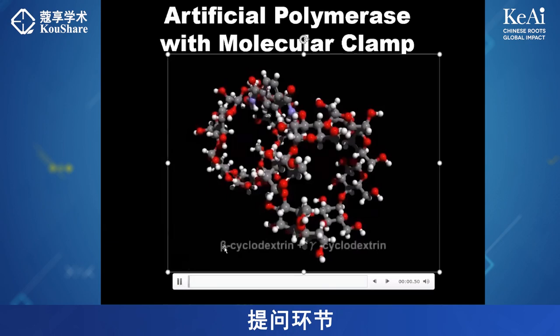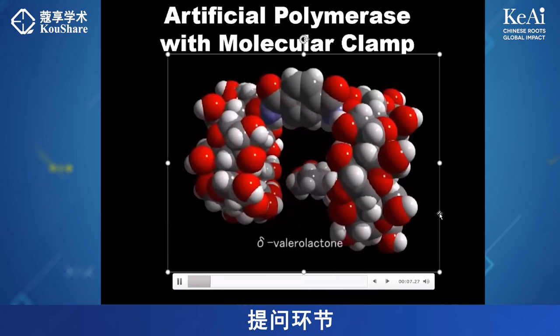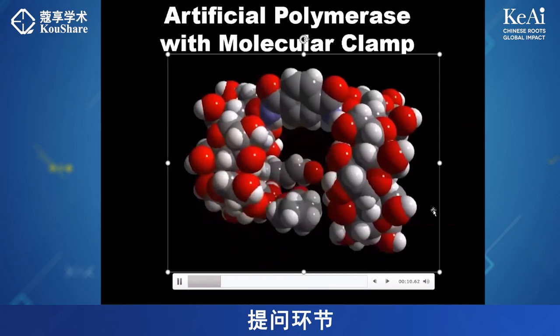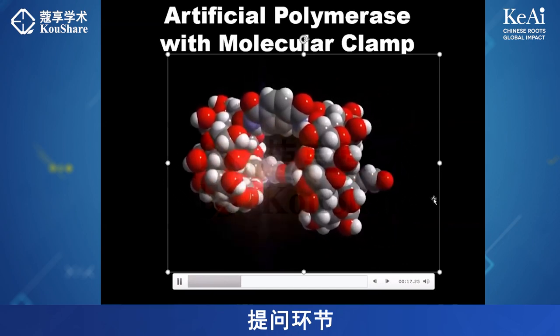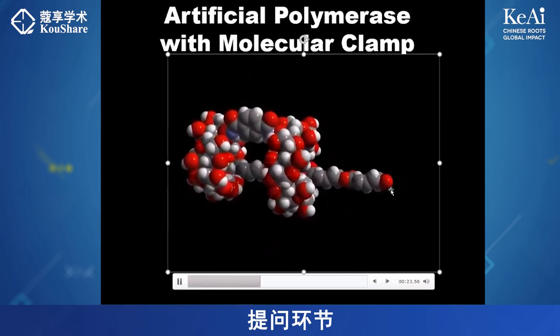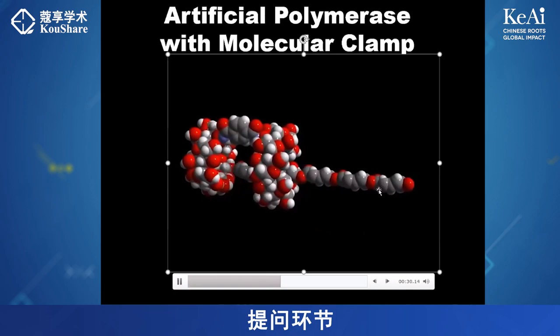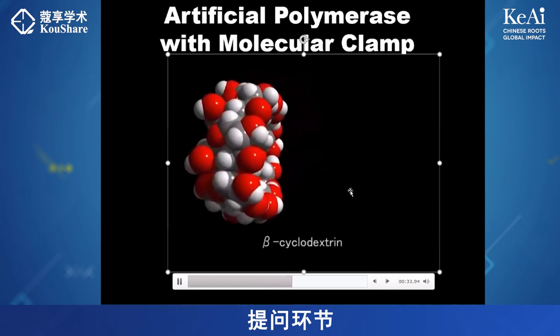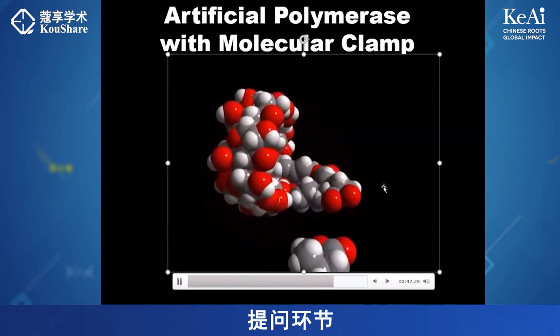Then I'd like to mention again that this artificial polymerase with the molecular clamp can be recognized as a kind of molecular machine, because if you see this movie from the left-hand side, the cyclodextrin ring moves from the right to the left using chemical energy. So this is a kind of molecular machine using chemical energy, moving the cyclodextrin ring from the right to the left side along the polymer chain. Do you understand what I say?